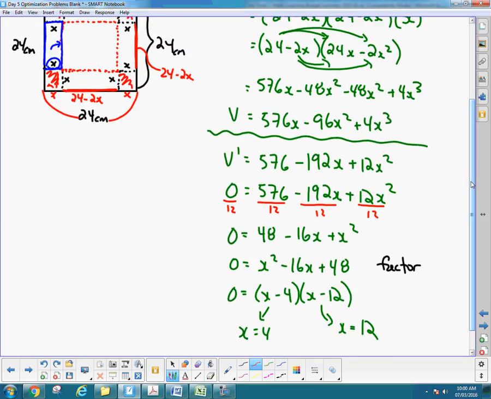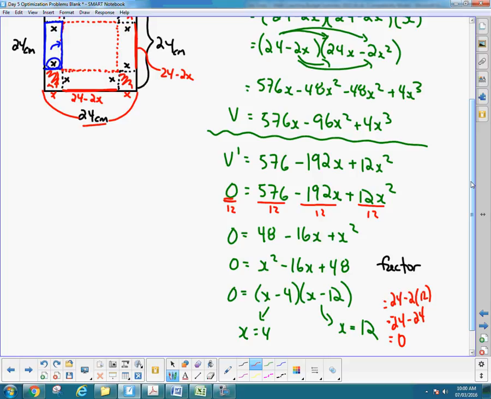If we look back at our picture, the whole thing is 24. If we cut out square boxes of 12 and 12, we would have nothing left over. So if I actually subbed in 12 to figure out the length, it would be 24 minus 2 times 12. That would be 24 minus 24 is 0. So you'd have no length or width. The math is correct because technically we found when it's equal to 0. And it could be equal to 0 when x equals 12 because you would get 0. The volume would be 0.